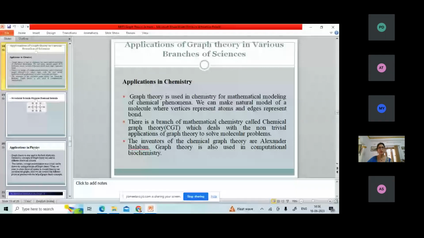There is a branch of mathematical chemistry called chemical graph theory, which deals with the non-trivial application of graph theory to solve molecular problems. The inventor of this chemical graph theory is Alexander Balaban. Graph theory also plays a very important role in biochemistry.